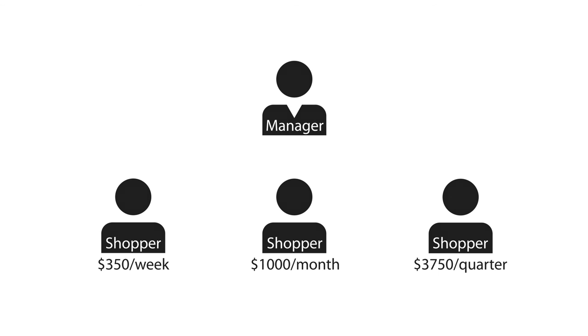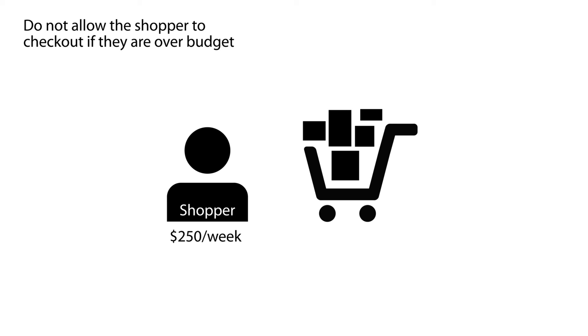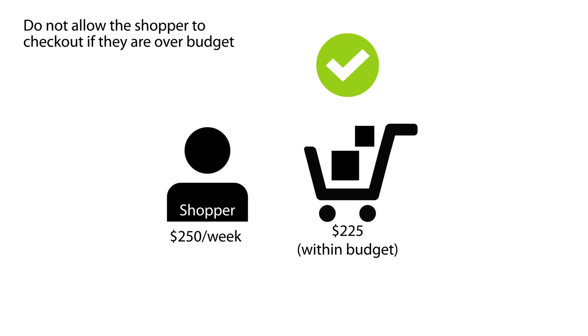There are three ways in which the shopper's account can be set up. 1. Do not allow the shopper to check out if they are over budget. This will mean the shopper will have to adjust their order so that they are within their budget before it will be processed.